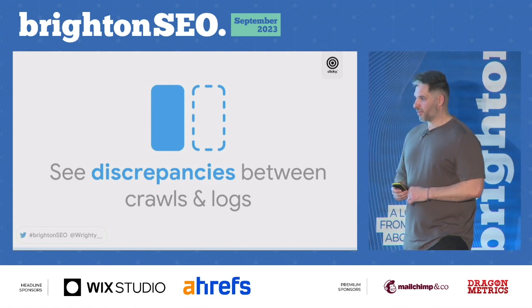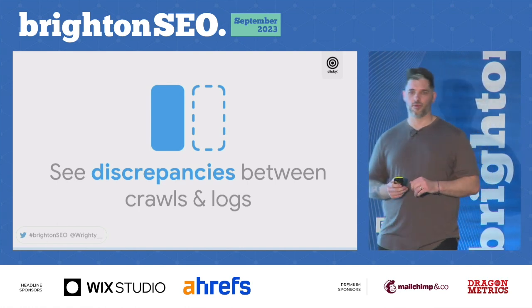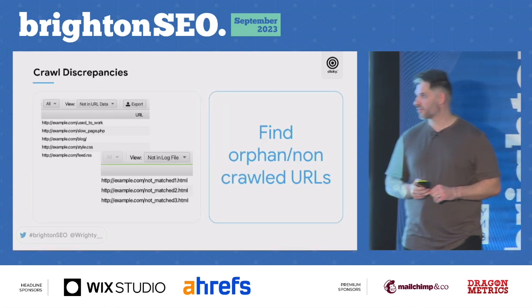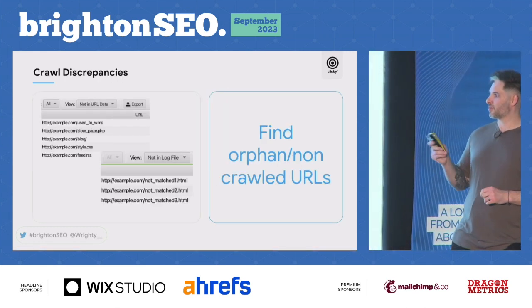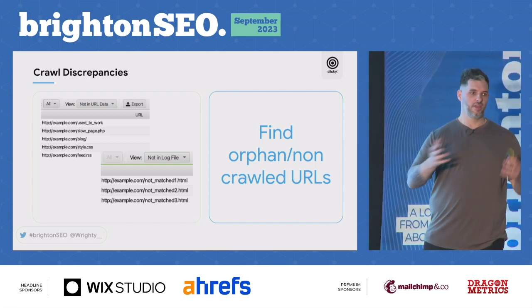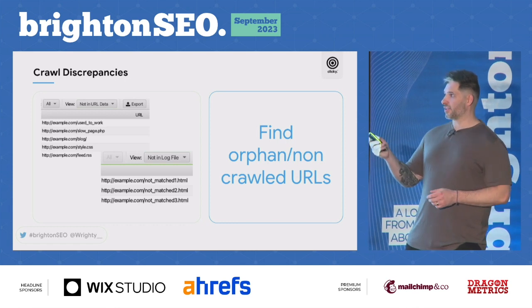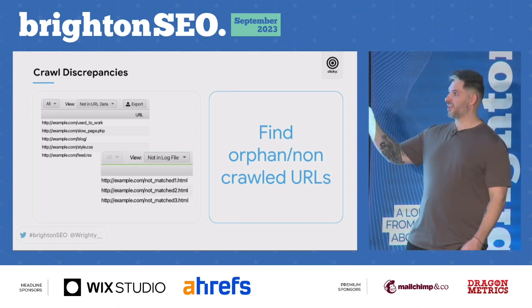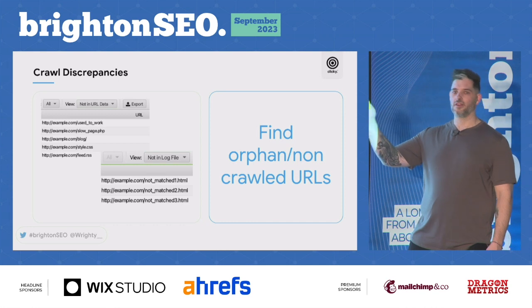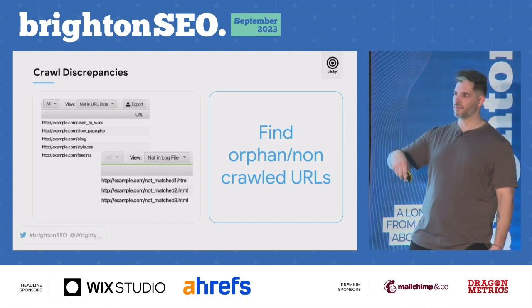I mentioned as well that Screaming Frog allows you to see discrepancies between crawls and logs. So this is probably a really easily accessible feature that is quite powerful. Like I said, you can pull crawl data from a crawl that you've done of a site into the log file analyzer to look at alongside log file data. And then you can do this really simple filter: is a URL not in URL data, but in the log file? Or is it in the log file and not in the URL data?